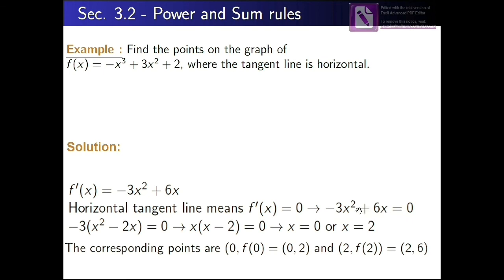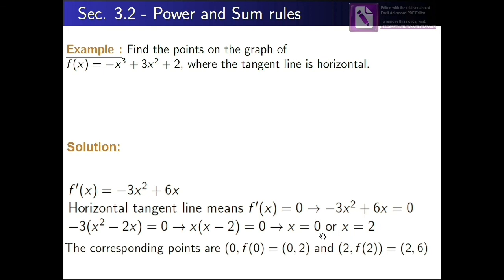Now if we take minus 3 as a common factor, it will be minus 3 multiplied by x squared minus 2x is equal 0. So either minus 3 is equal to 0, which is not acceptable, or x squared minus 2x is equal 0. From x squared minus 2x, we can take x as a common factor. So it will be x multiplied by x minus 2 is equal 0. Either x is equal 0 or x minus 2 is equal 0. So here we have x is equal to 0 or x is equal 2.